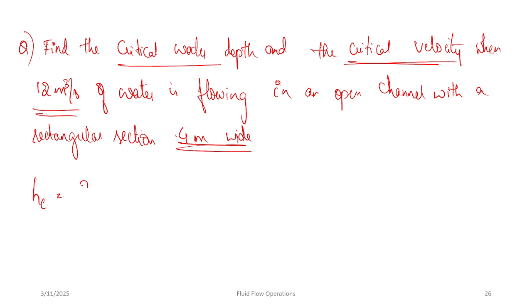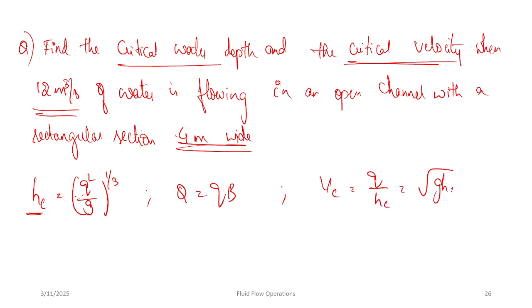Hc is equal to (q square by g) whole power 1 by 3. This is one relation which relates critical depth to flow rate, and we also have Q is equal to q into b. Okay, and for velocity, Vc will be equal to q by Hc, that is nothing but square root of g into Hc.